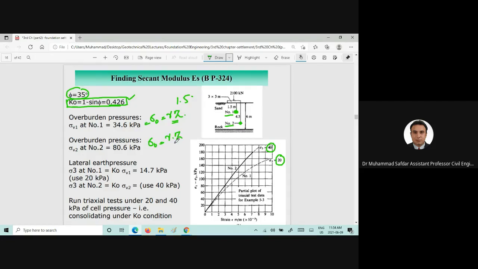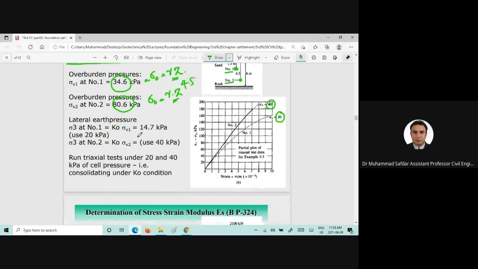and the overburden we can easily estimate using this equation at that particular depth of 1.5 meter, and sigma naught at the second depth would be 4.5 into gamma. So if we estimate sigma 1, we can find out sigma 3, which is the lateral or confining pressure, using K0 into sigma 1, and approximately it would be 15, but we can test that at 20 kilopascal for the factor of safety.